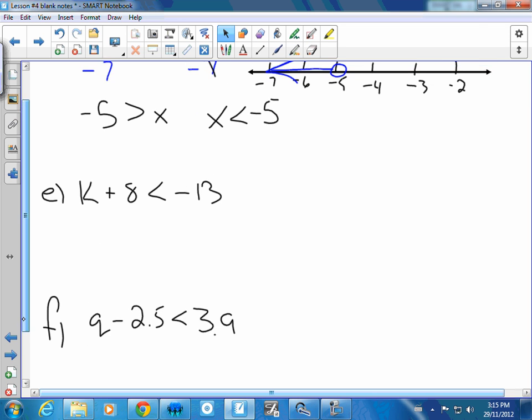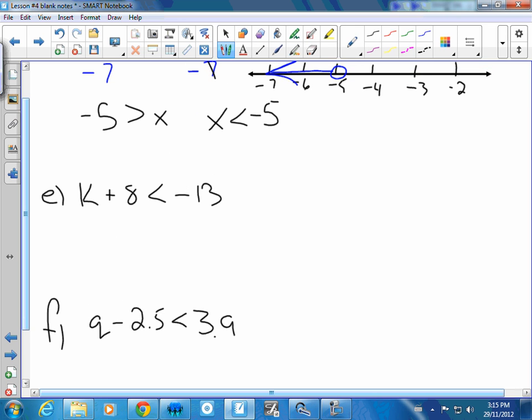All right. What about this one? Is k by itself? What's attached to the k? Positive 8. You forgot the number. That's an 8. How do we get rid of the positive 8? Minus 8, minus 8. What happens to these 8s over here? They're gone. K is less than what? Negative 21. Now, do we have to reverse this? Guys, do we have to reverse this? No. Draw the number line.